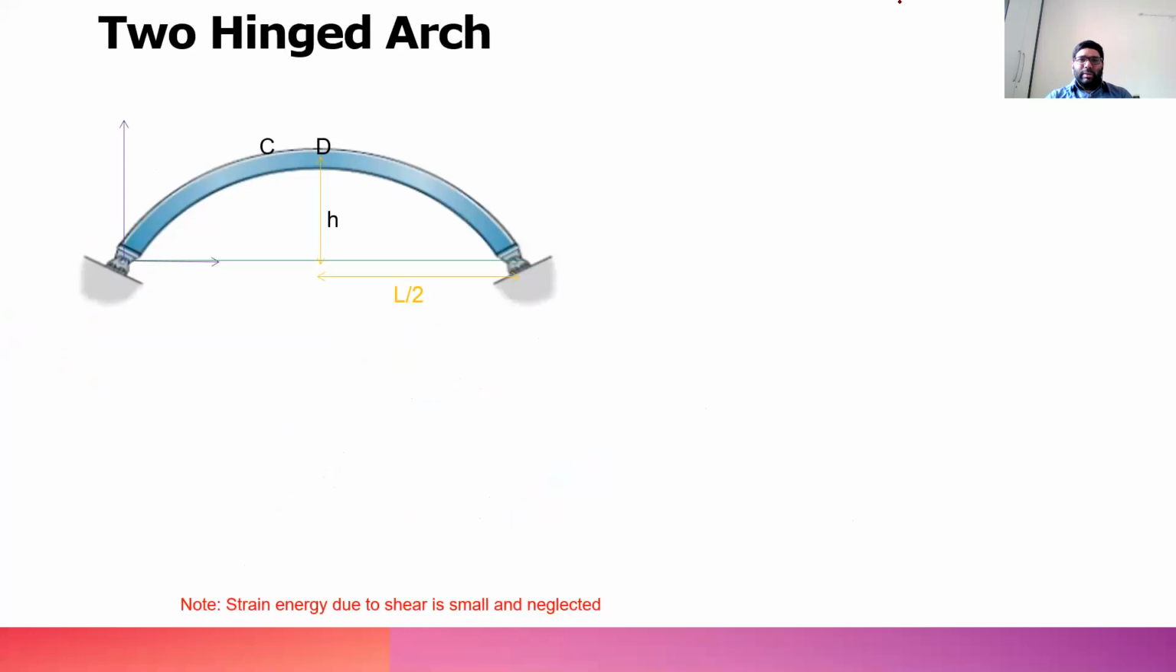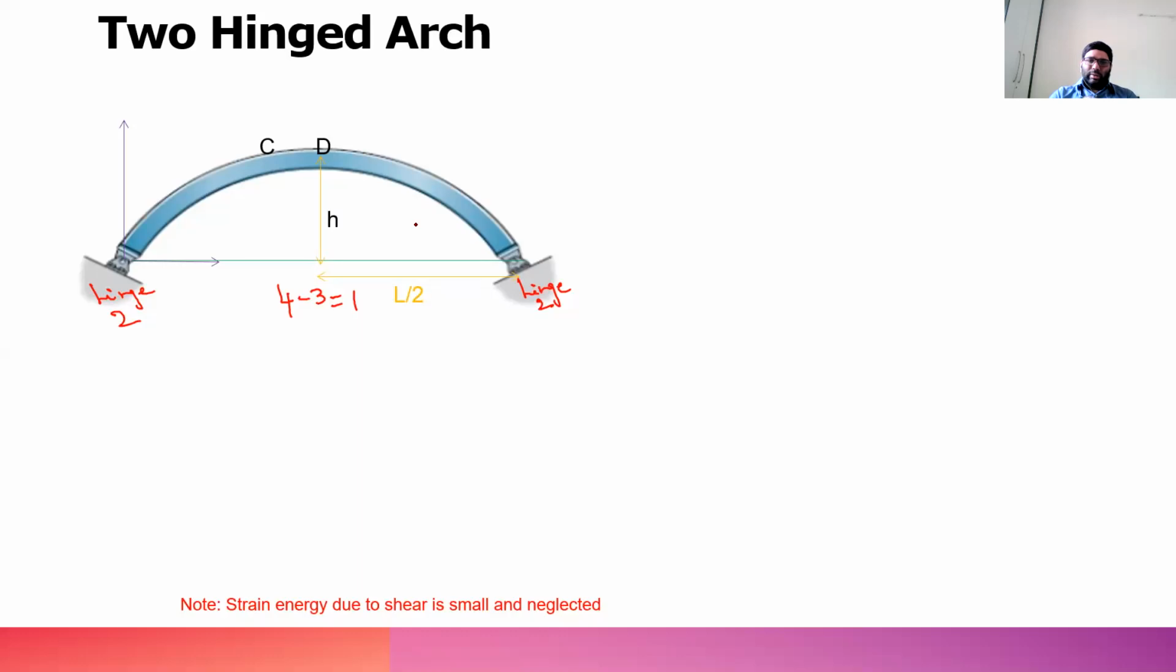Okay, so similarly, when we move forward, we get into the two-hinged arch. This two-hinged arch, again, as I said, has two pins here. So this is one hinge, and this is also one hinge. Here we have two reactions, and here also we have two reactions. So the total reactions are 4, and we have three known equations, and the degree of static indeterminacy is 1.